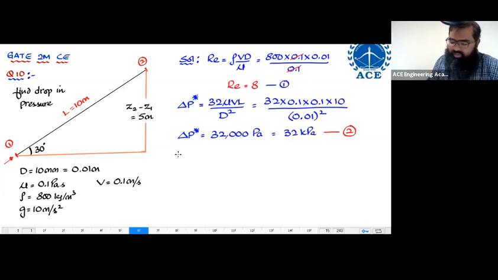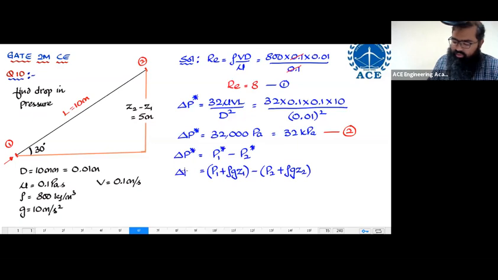Now I'll say delta P star is basically equal to P1 star minus P2 star. Okay, fine. Which is equal to P1 plus rho g Z1 minus P2 plus rho g Z2. This is the value of delta P star.